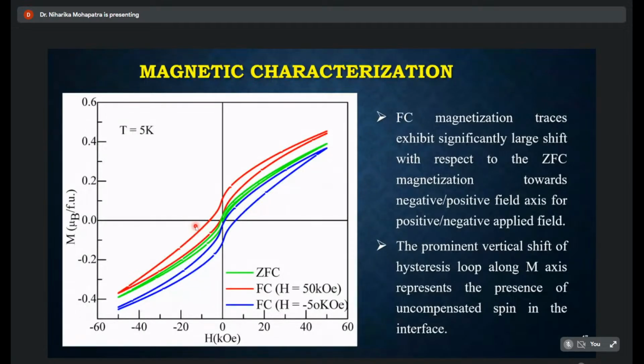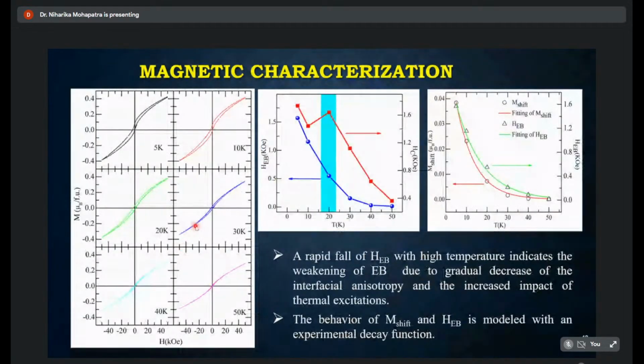To know that this is not an artifact and this is really arising from the exchange bias effect, we measured this at different temperatures, and we find that the exchange bias field decreases exponentially with temperature. We further look at the magnetization shift, and that also decreases exponentially. So all these properties point towards exchange coupled behavior of the bimagnetic system.